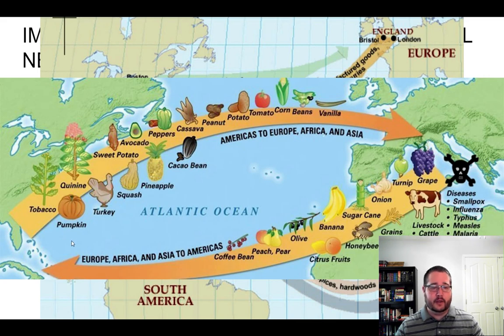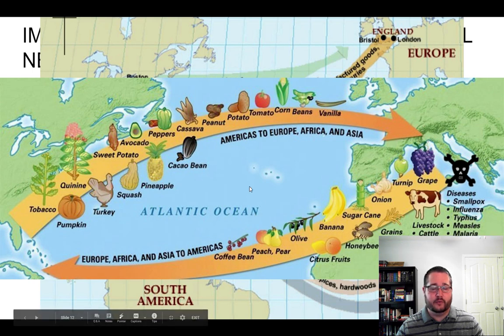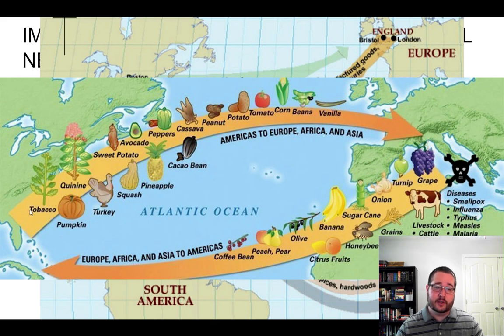Okay, like here, here's some of the flora and fauna. You can pause and read that for yourself if you'd like. But there's a lot of things that just didn't exist over here that then flourished in other regions. And we're going to stop there for today.